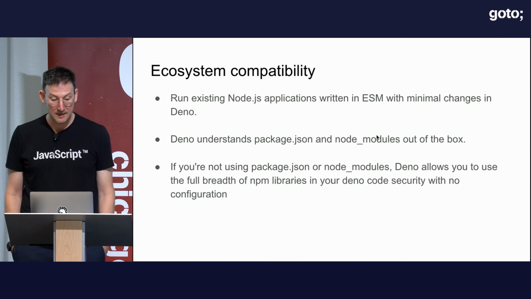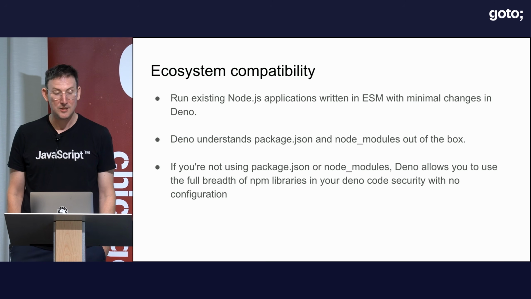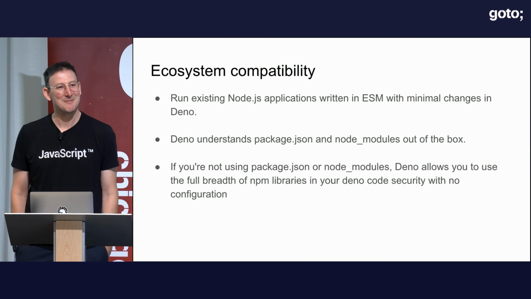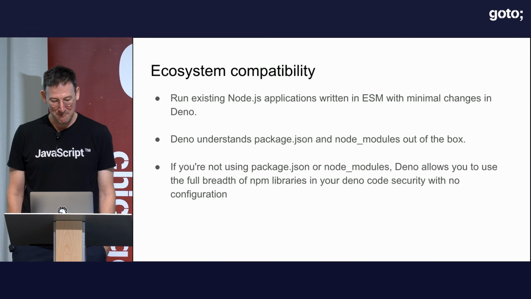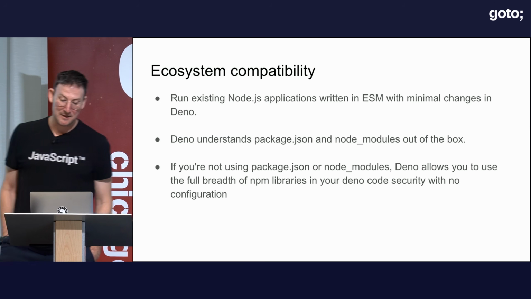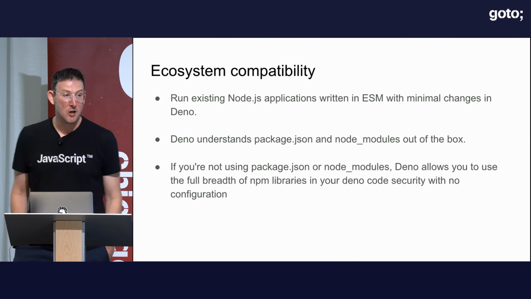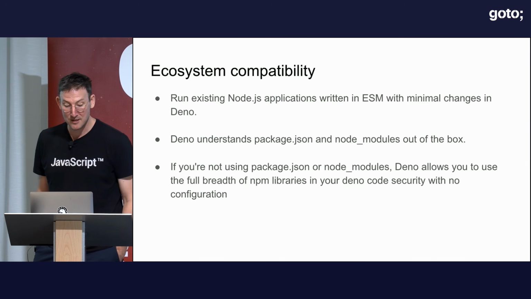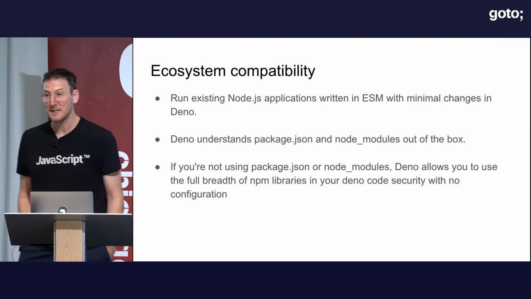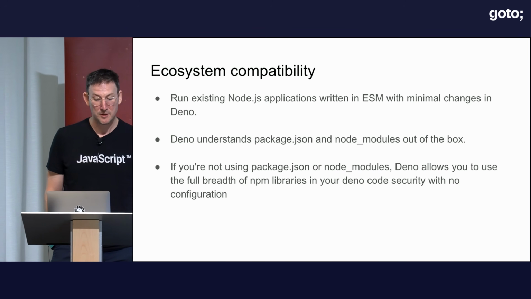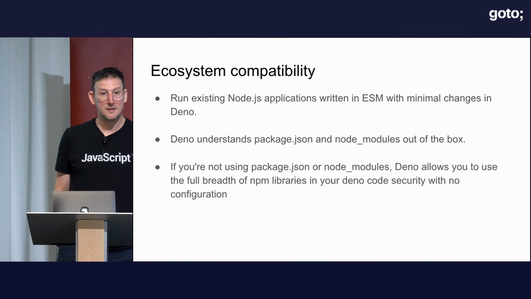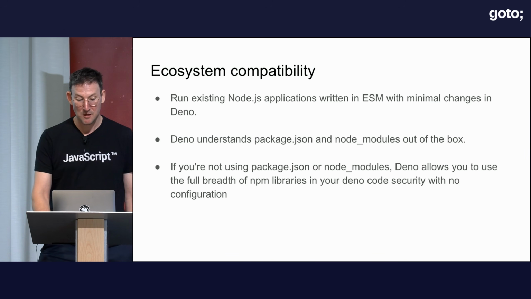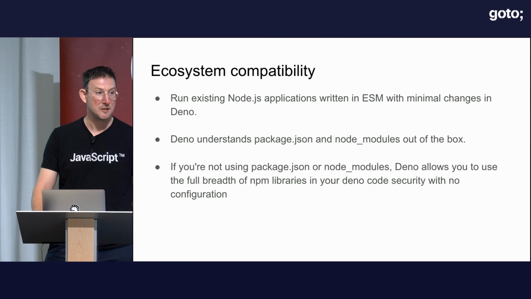So yeah, in Deno 2, you can run existing Node applications in Deno, pretty much without caveat, except caveat. Sometimes, most of the time it works. Deno understands package.json and node_modules out of the box. And if you're not using package.json or node_modules, Deno can allow you to pull in essentially any npm library just with a single line of code. And the security prompts still apply, right? There's no configuration, nothing to set up.